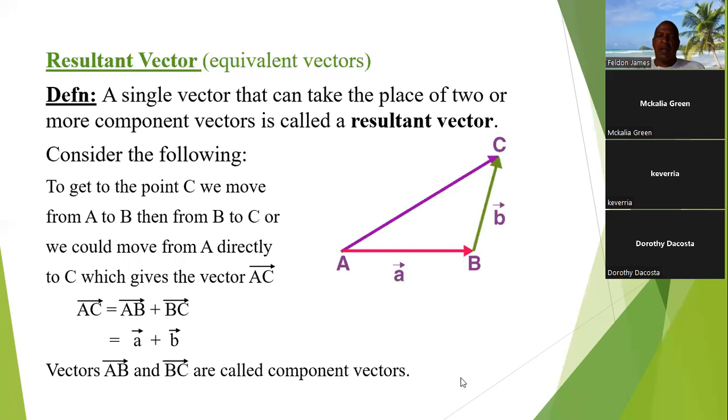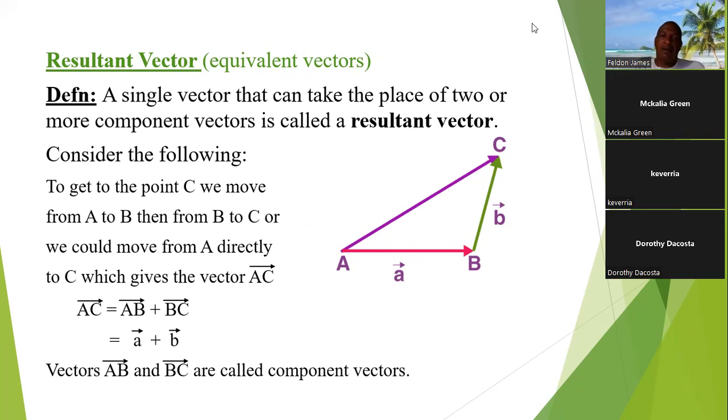All right, so here now we are going to be talking about resultant vectors. A resultant vector is really the result that you get when you add component vectors. Component vectors are the vectors you sum up, and when you sum up more than one vector, the overall result is equal to a single vector that we call a resultant vector. So a single vector that can take the place of two or more component vectors is called a resultant vector.